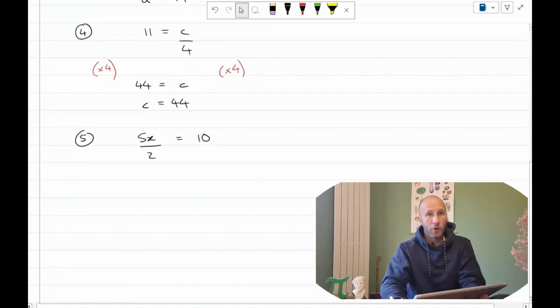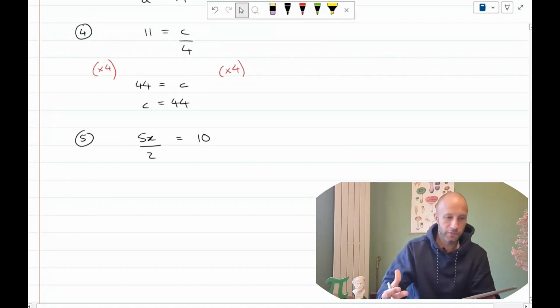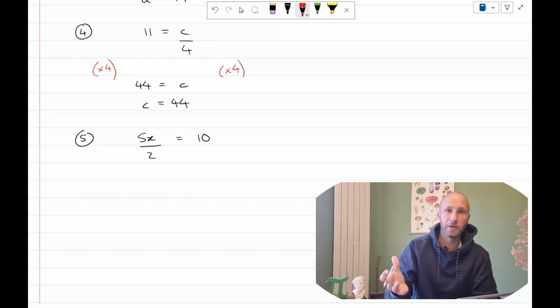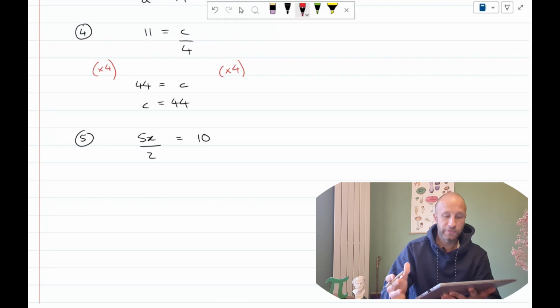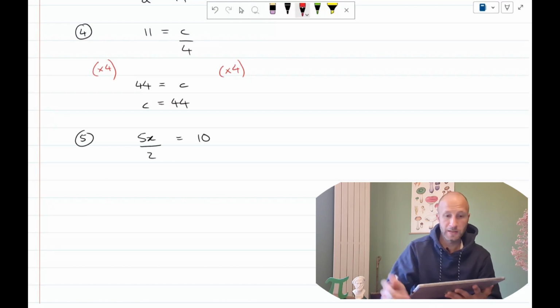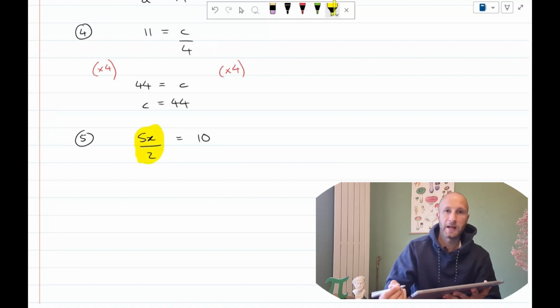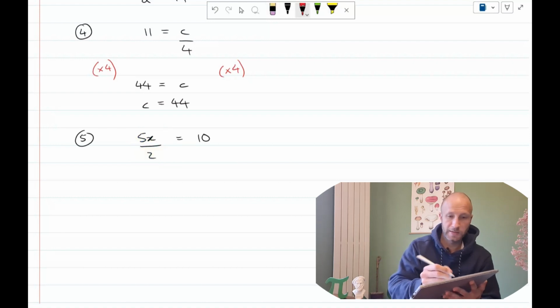Now, fractions are a little bit ugly when we come to solving equations. I was always taught to get rid of the fractions as soon as possible by multiplying up by that number on the bottom to cancel that division. There are different ways of doing this, but that's what I would strongly recommend doing here. So the first thing I do is identify my x term, the term with the unknown in, and I think, how can I get rid of that division by 2?